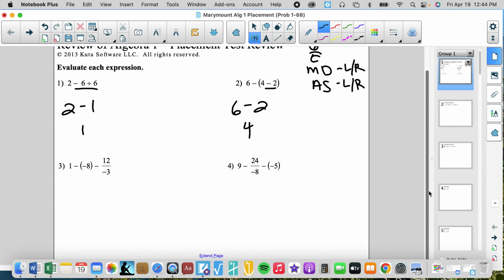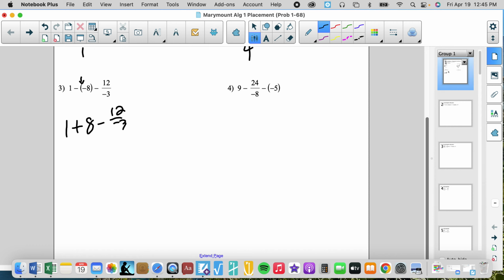Order of operations, we need to know that double signs is a form of multiplication. And so we have 1 plus 8 minus 12 over -3. We'll do 12 divided by -3, which is going to give us -4. And then we have double signs again. So we have 1 plus 8 plus 4, 9 plus 4, and 13.